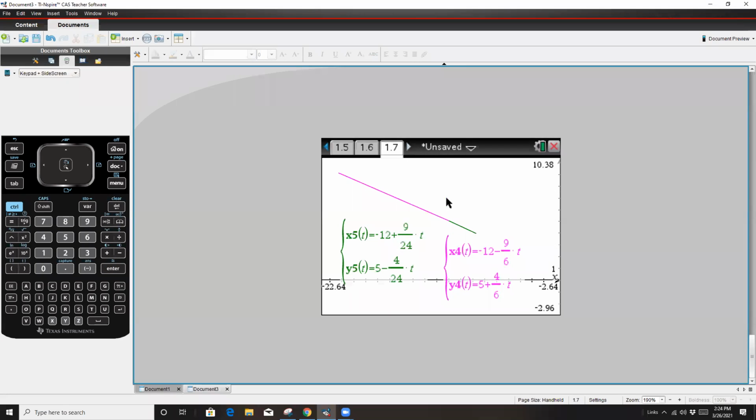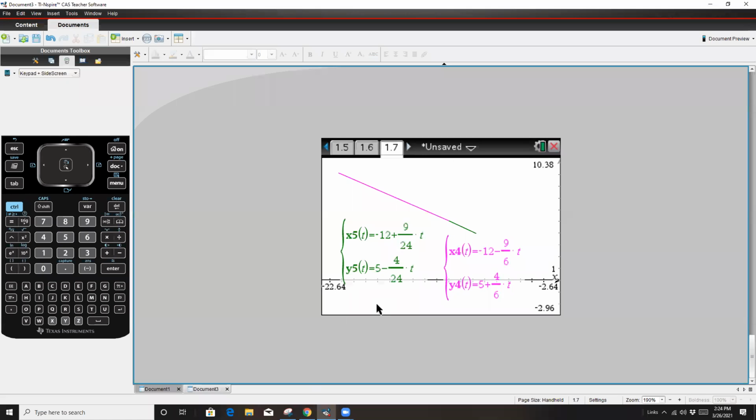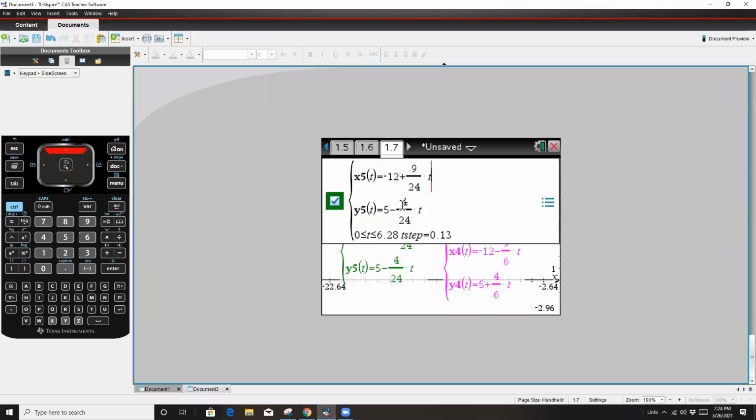All right, so if we start with the speed, I could tell that the purple one, which was A, is faster simply because both of these parametrics were graphed over the same length of time.